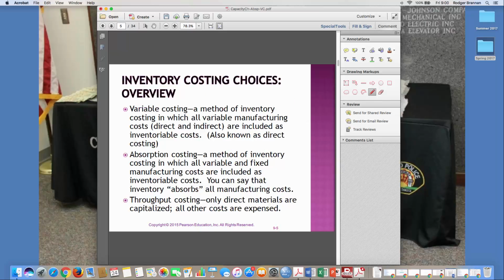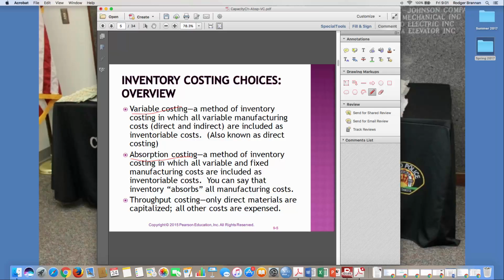Now, the two big methods I'm going to talk about here, and we're not going to really worry so much about throughput costing, are variable costing versus absorption costing. Well, all of you have prepared a variable cost income statement and different types. And the objective with the variable costing income statement is to come up with contribution margin and then finally operating income.